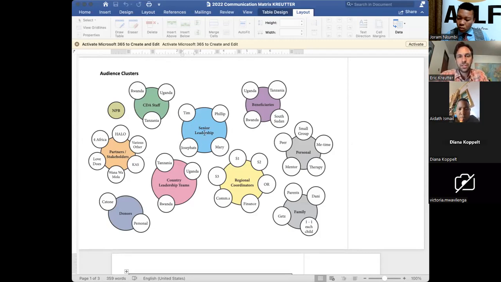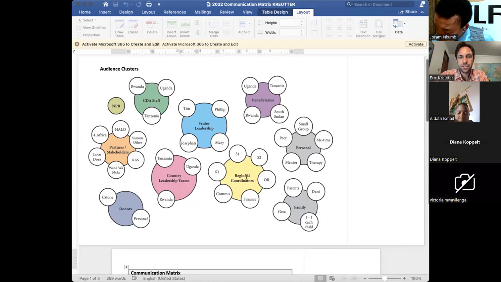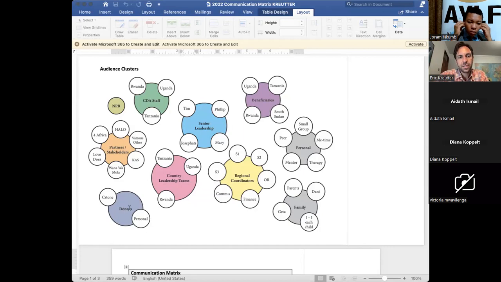So in my work, there's several different types of groups. One group is our senior leadership team. One group is our country leadership teams. One group is our regional coordinators. Another group is all of our staff members as an organization. Another group is all of our beneficiaries. Another group is our donors. Another group is our stakeholders. So these are all different groups that exist in my ecosystem as a leader. And I know that I have to engage with all these different groups in a different way.